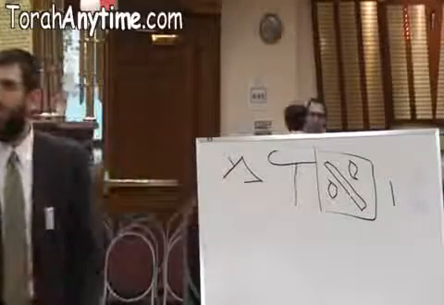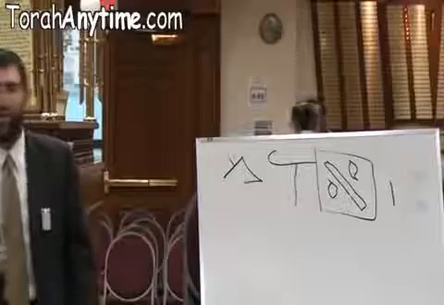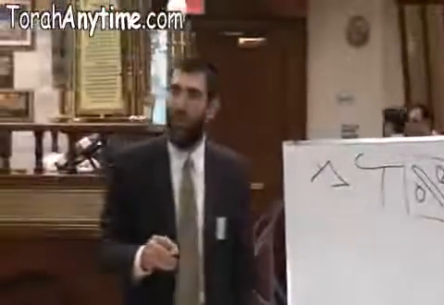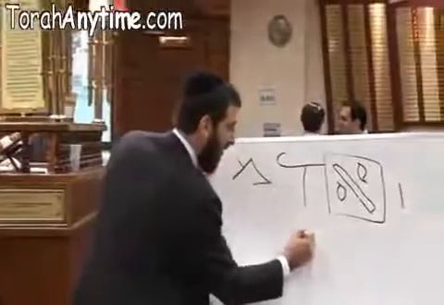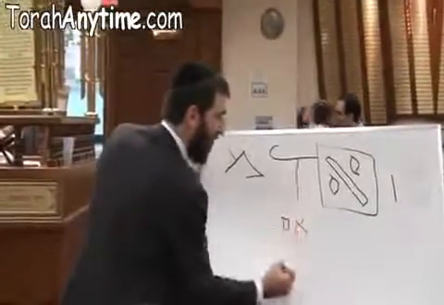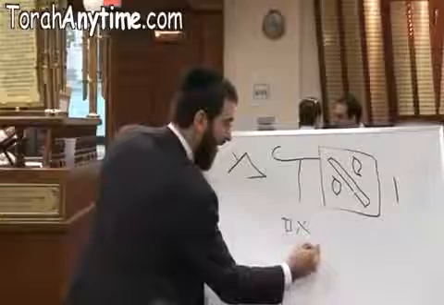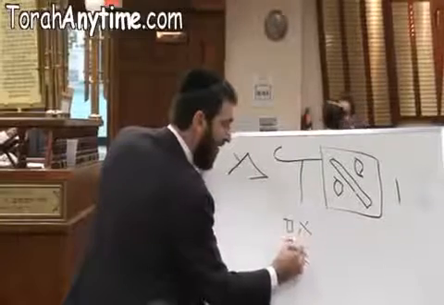Where do we get the blood from? Who gives us the blood of life? Well, we get it from who? We get it from our mother, our Em, and we get it from our father, our Av.